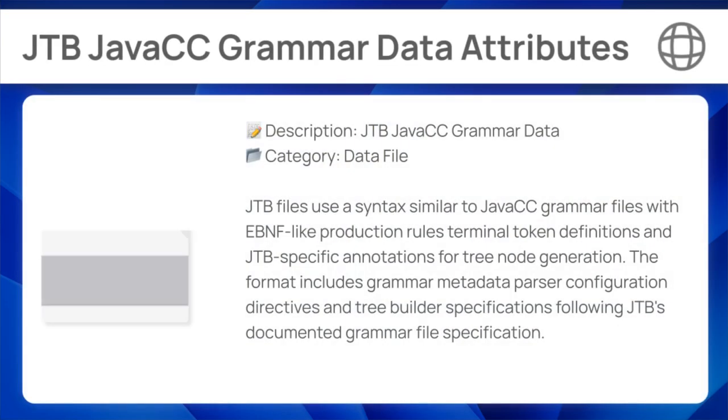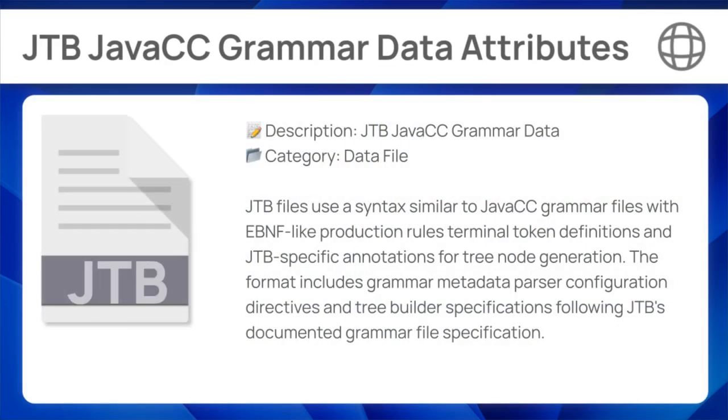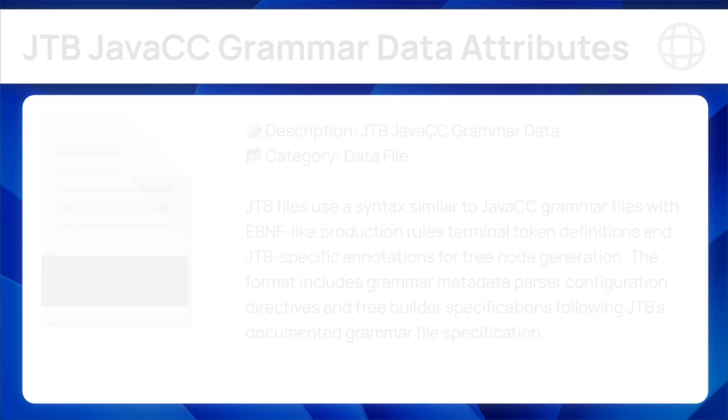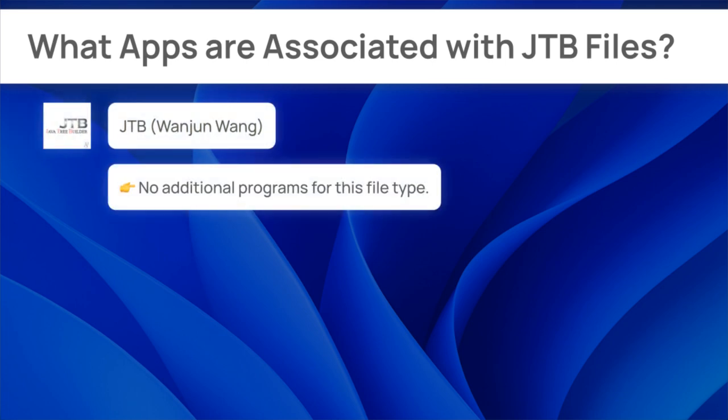JTB files use a syntax similar to JavaCC grammar files, with EBNF-like production rules, terminal token definitions, and JTB-specific annotations for tree node generation. The format includes grammar metadata, parser configuration directives, and tree builder specifications following JTB's documented grammar file specification. This JTB file is designed specifically for the developer tool JTB by Wanjun Wang.